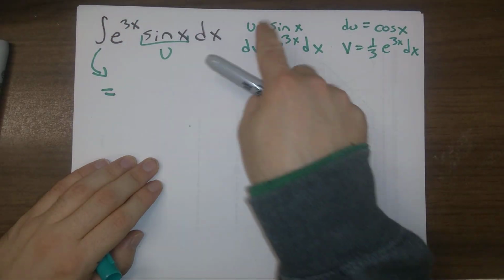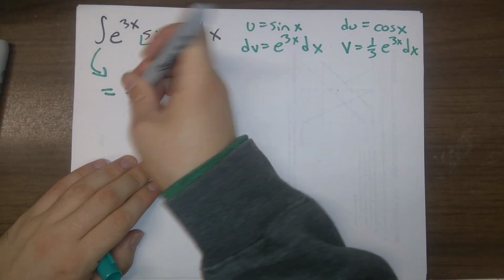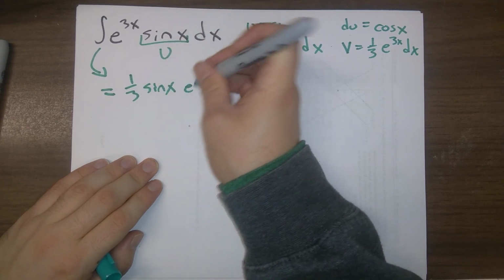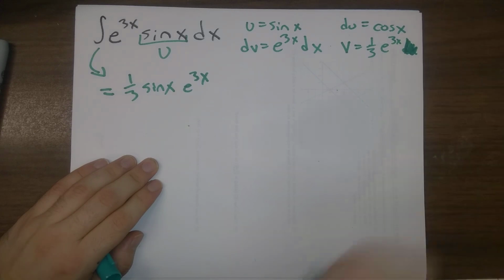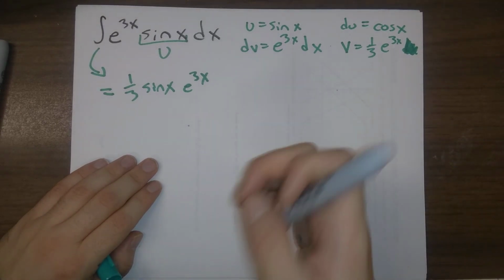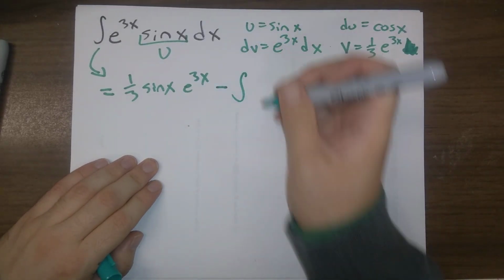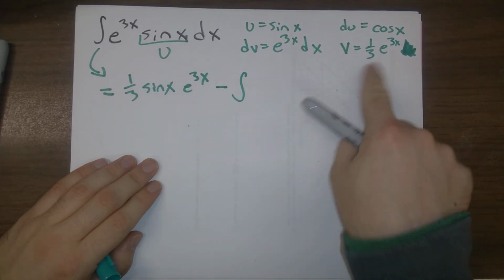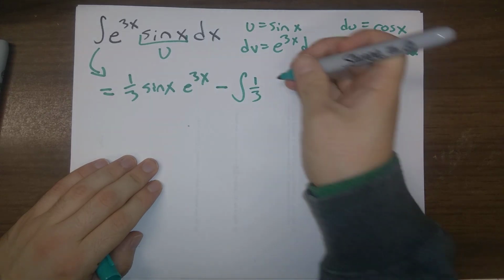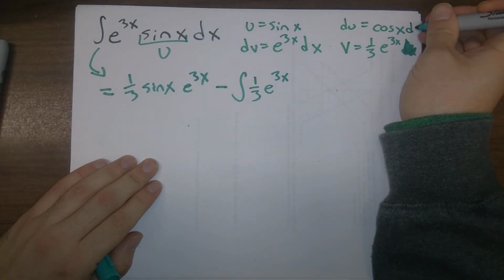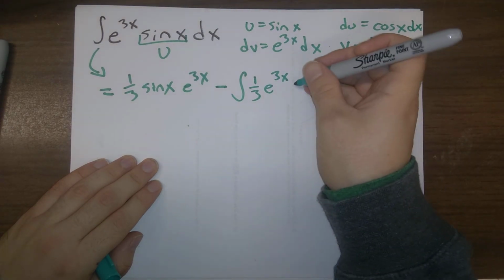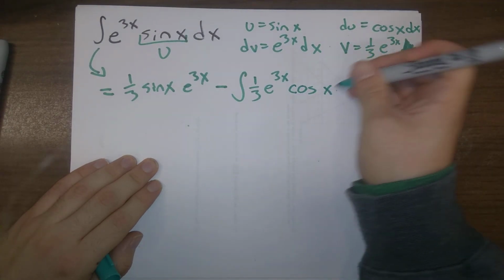So this is equal to uv, 1/3 sine x e to the 3x. Oops, there should not be a dx there. v is just 1/3 e to the 3x. Minus the integral of v times du. There should be a dx there. My apologies for the mistakes.